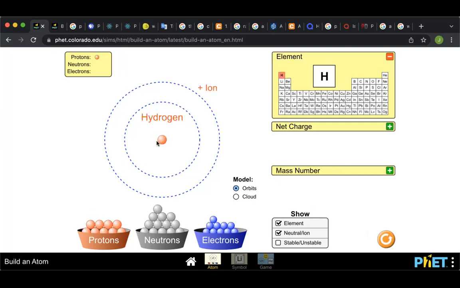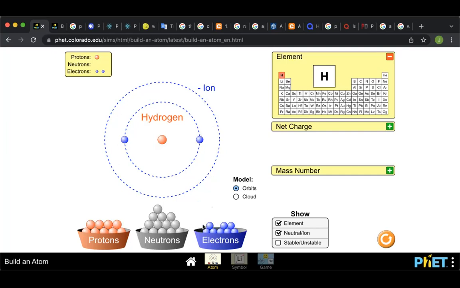So first, hydrogen. At this particular moment we have an ion, because we have only one proton, and that means hydrogen. If I aggregate one electron, we form a neutral atom. And of course, adding another electron will form an ion, but in this case, negative.